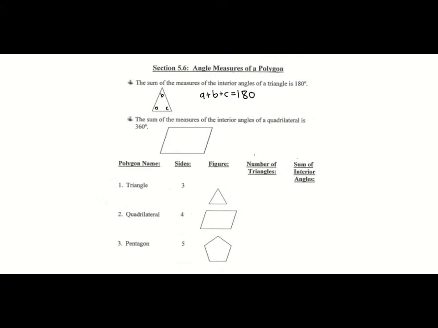But now if we have a quadrilateral, which means it has 4 sides, the interior of that shape is 360 degrees. We get 360 because we could divide this quadrilateral up into 2 triangles. So this triangle is 180 and this triangle is 180. And when you add those two together, you get 360.